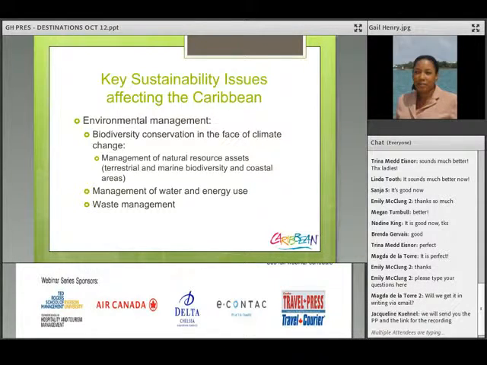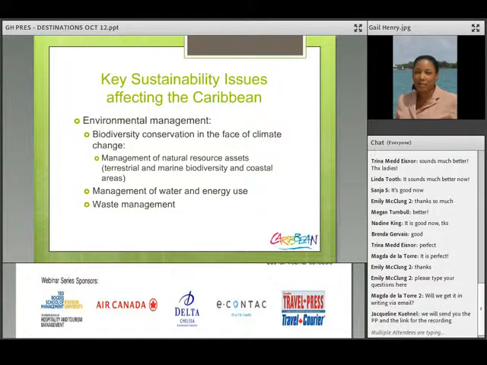I will just tell you a bit about some of the key sustainability issues affecting the Caribbean region. Sustainable tourism depends on the availability of natural resources, landscapes, and ecosystem services, especially water and biological diversity. That is why environmental management is so key to tourism sustainability. This can manifest in the need to conserve biodiversity, which is becoming an increasing challenge in the face of climate change, and requires management of natural resources on land, in the ocean, and along our coastal areas, which are key facets of our tourism product offering.